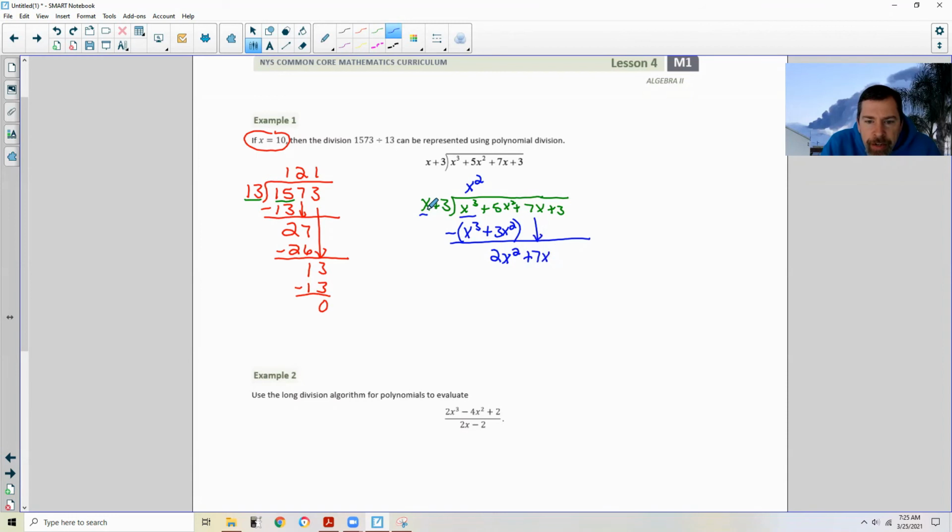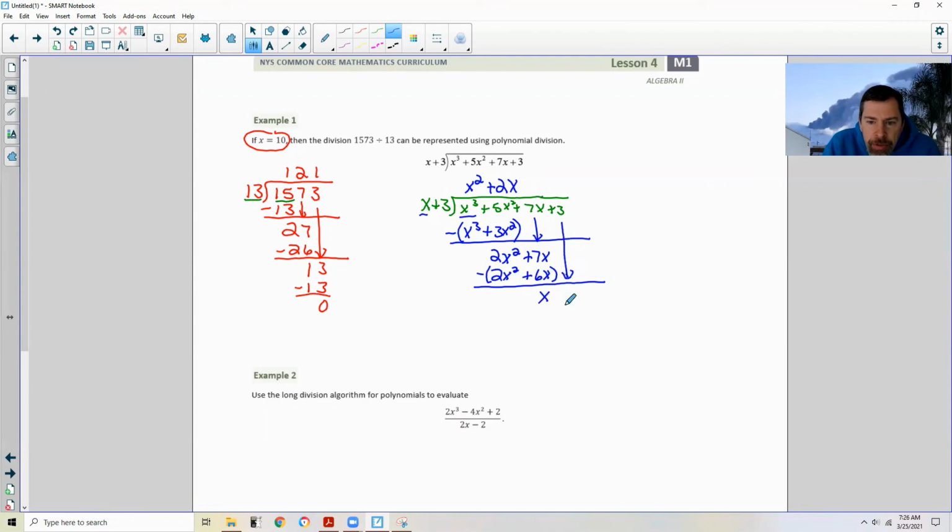Then we say, okay, I have an x here. I need a 2x squared. So what times 1 is 2? Well, that's 2. So that's a 2 here. 2 times x is 2x. I need an x to get x times x to be x squared. And then I multiply the 2x times 3. So I get 2x times x is 2x squared. 2x times 3 is 6x. And I'm going to subtract that. And I'm going to get 2x squared minus 2x squared is 0. 7x minus 6x is 1x.